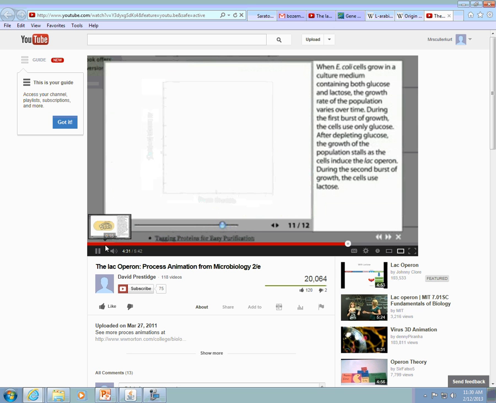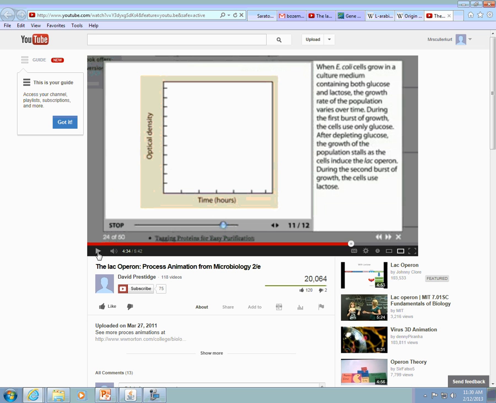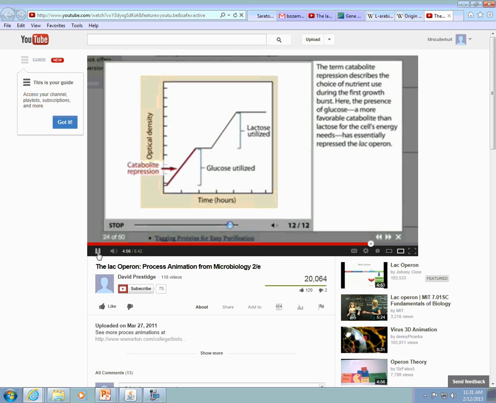When E. coli cells grow in a culture medium containing both glucose and lactose. Okay, so this is like you had sugar plus you had some milk for lunch. The growth rate of the population varies over time. During the first burst of growth, the cells use only glucose. After depleting glucose, the growth of the population stalls as the cells induce the Lac Operon. During the second burst of growth, the cells use lactose. The term catabolite repression describes the choice of nutrient use during the first growth burst. Here, the presence of glucose, a more favorable catabolite than lactose for the cell's energy needs, has essentially repressed the Lac Operon.